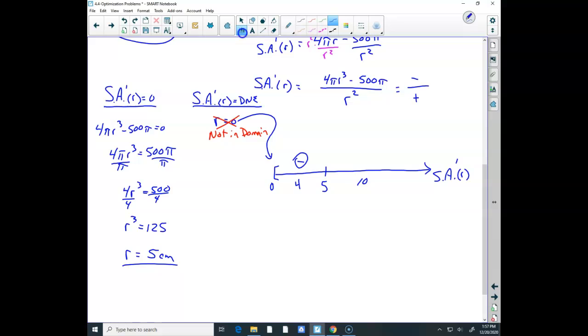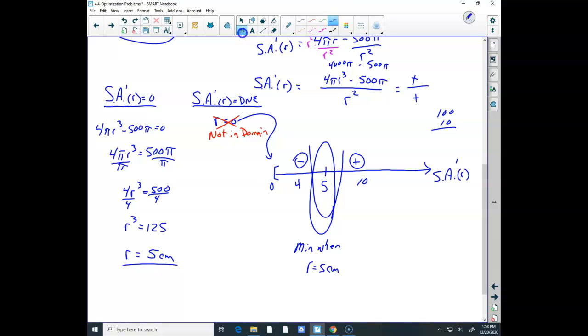Because I know 10 to the 3rd power. 10 times 10 is 100 times another 10 is what? That's 1,000, isn't it? So that's giving me 4,000 pi minus 500 pi. Hey, that's making my top positive. So I had a change from decreasing to increasing. Therefore, I have a minimum when r equals 5 centimeters.